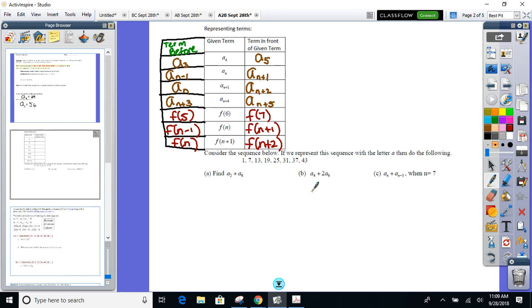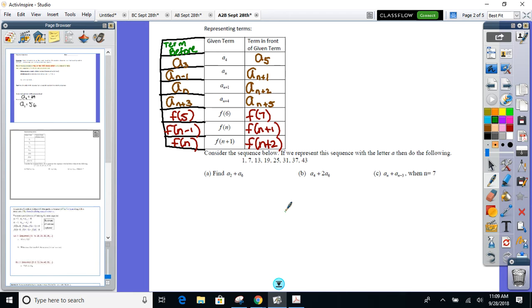All right, next one here. Everyone see the sequence I give you: 1, 7, 13, and so on all the way up to 43. Now I'll really test if you understand these symbols or not. Find what a subscript 2 plus a subscript 6 is equal to. When I add those terms together, what do I end up with?